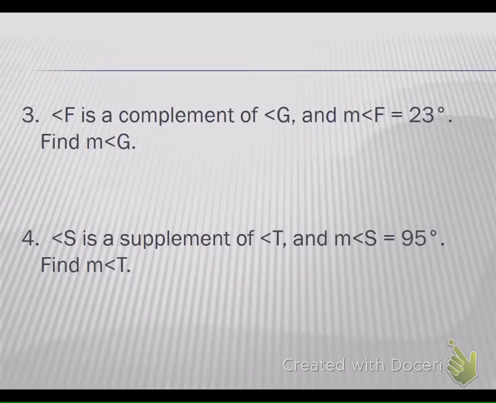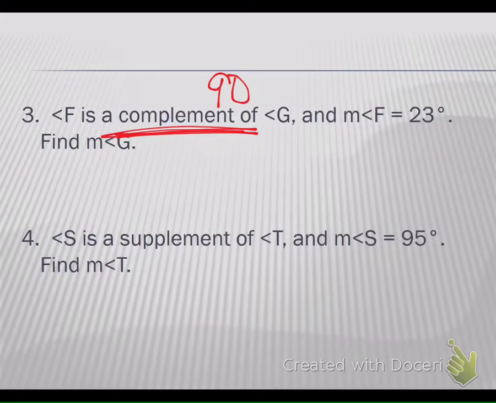So, angle F is a complement. Complements add to what? 90. So, these two angles, angle F and angle G, are complements. That means when I put them together, I make a 90. So, any ideas how we're going to find the missing one? If one of them's 23 and when I add them I make 90.